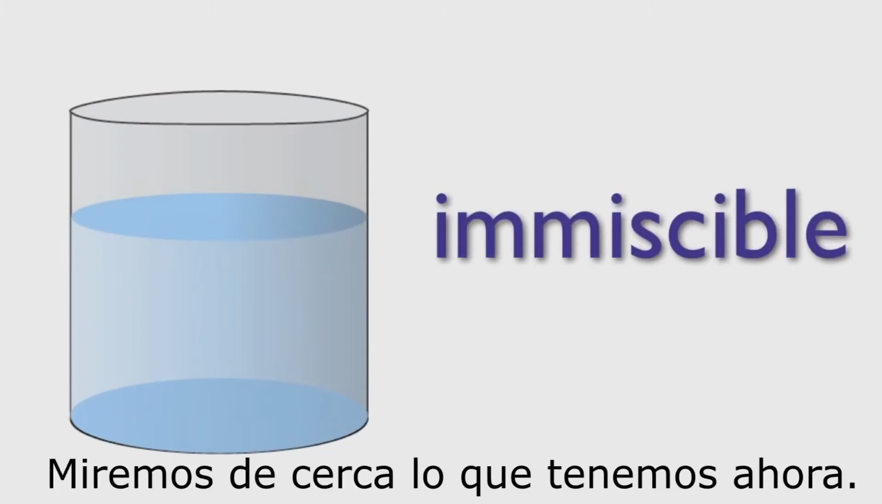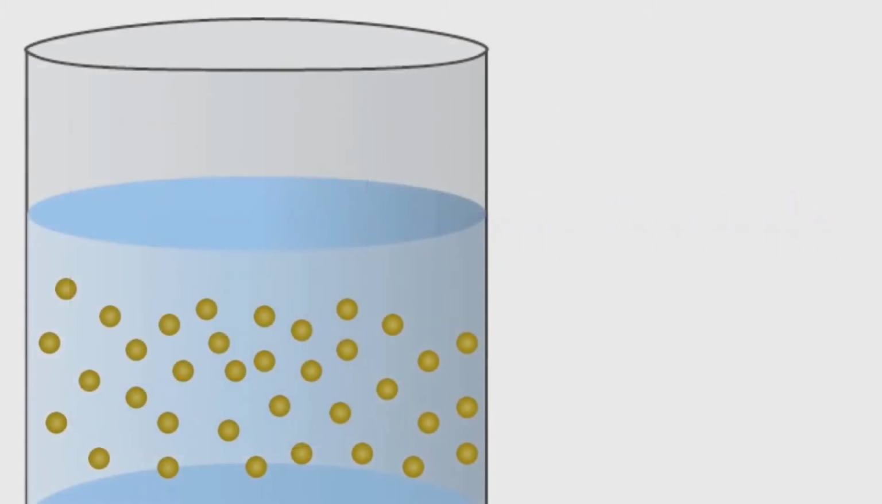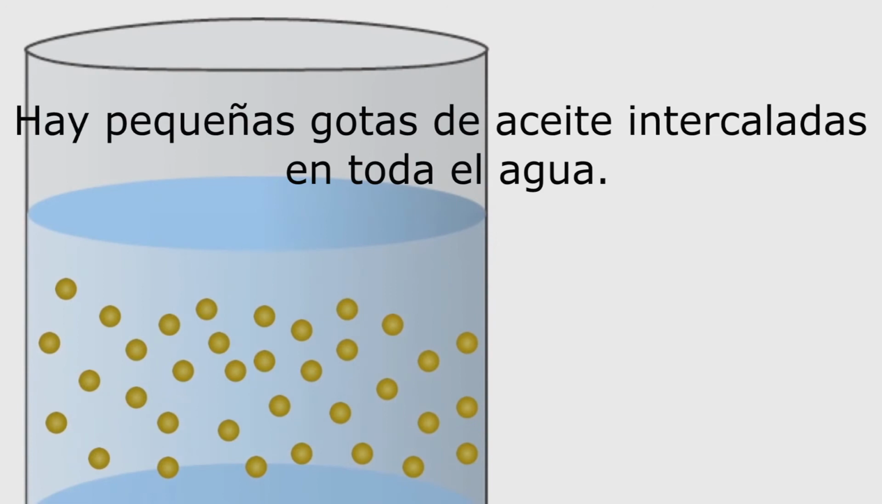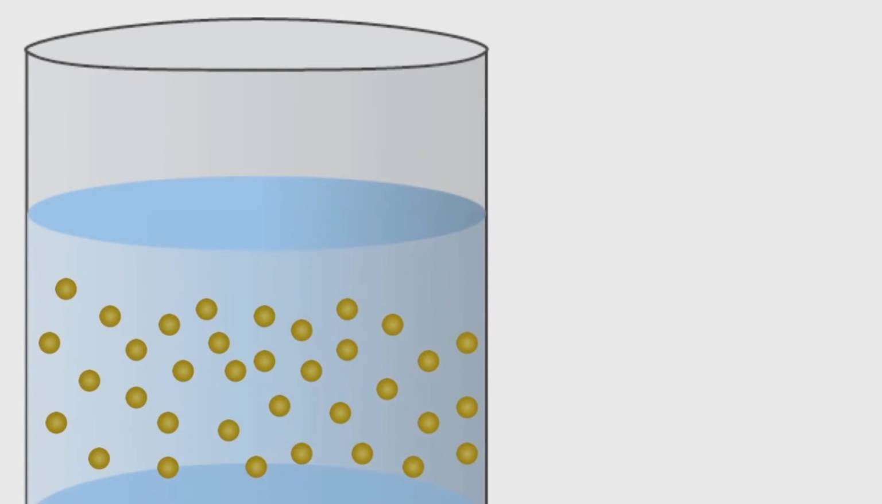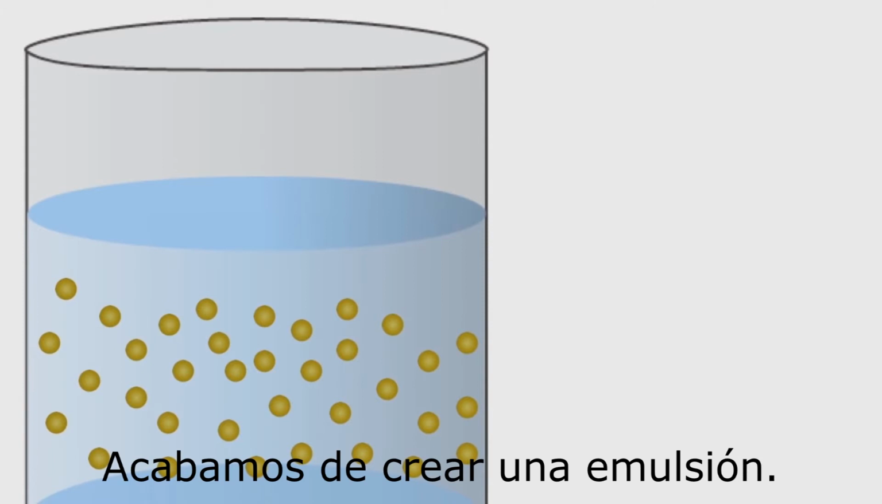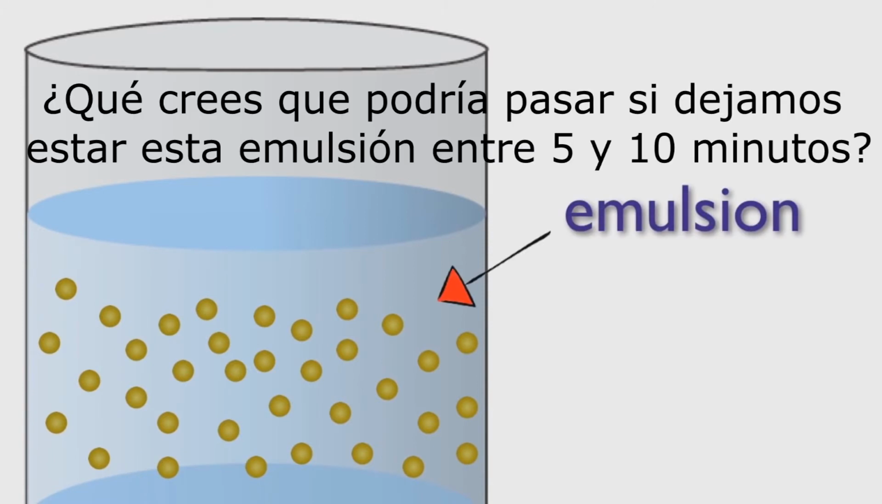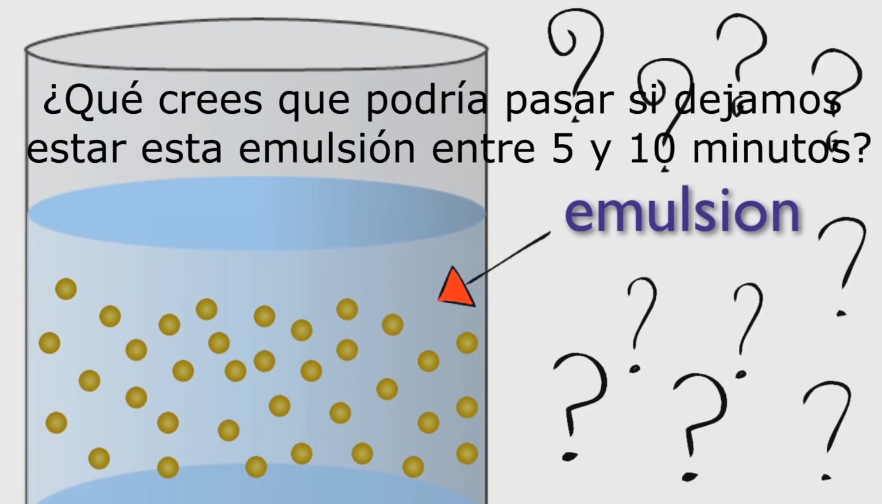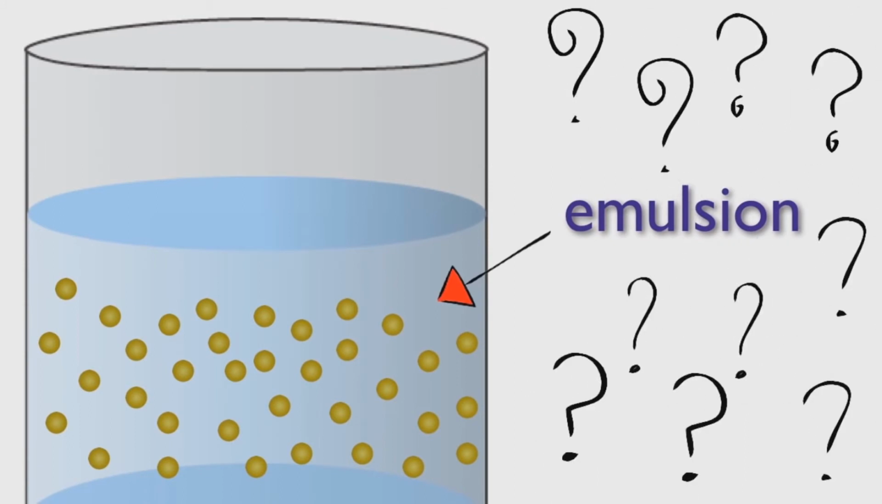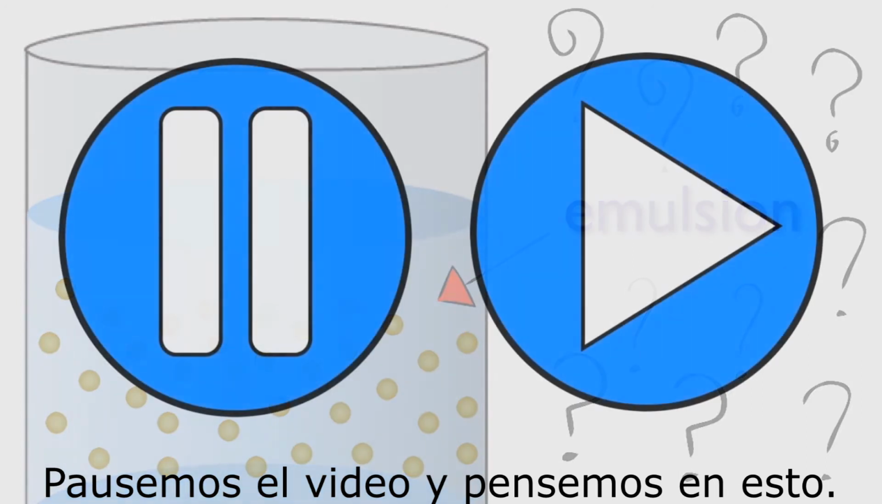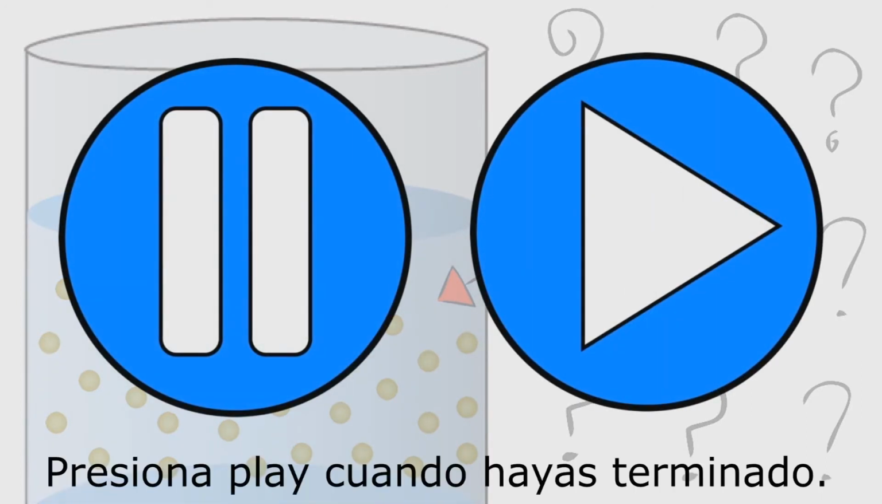Let us look closely at what we have right now. There are tiny oil droplets interspersed throughout the water. We have just created an emulsion. What do you think will happen if we let this emulsion stand for 5 to 10 minutes? Let's pause the video and have a think. Press play once you are done.